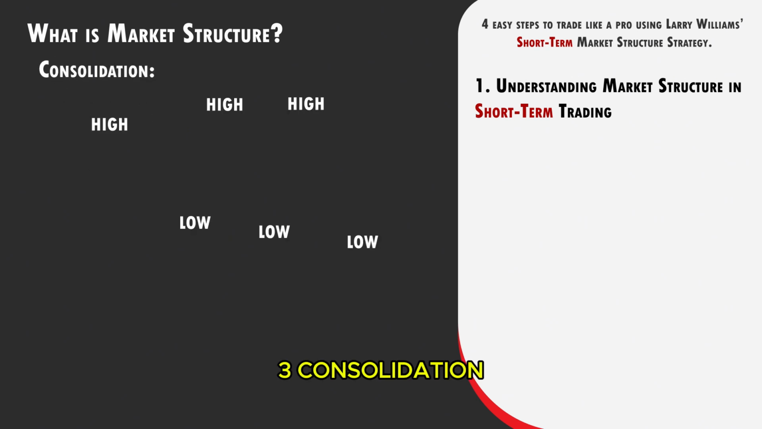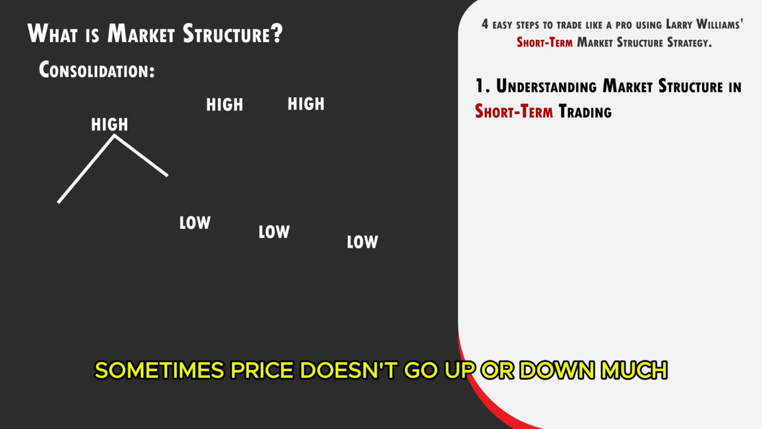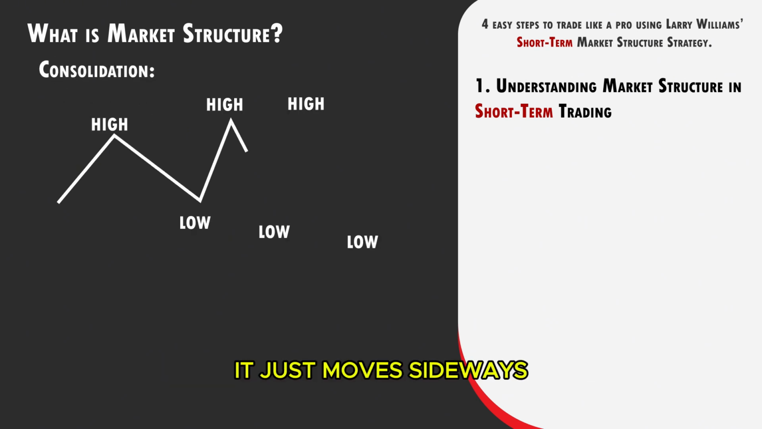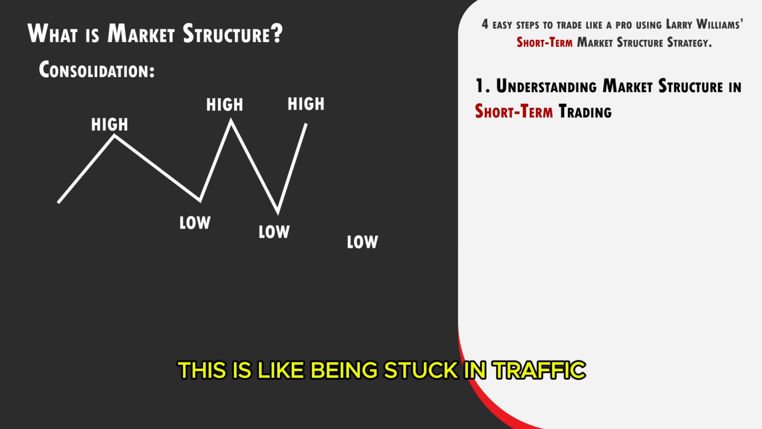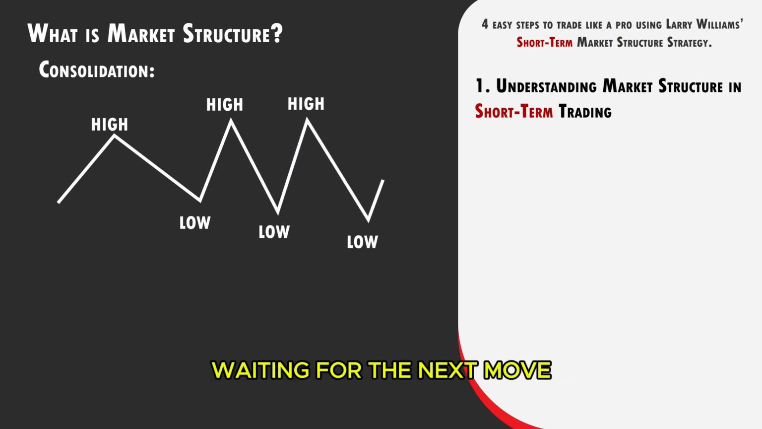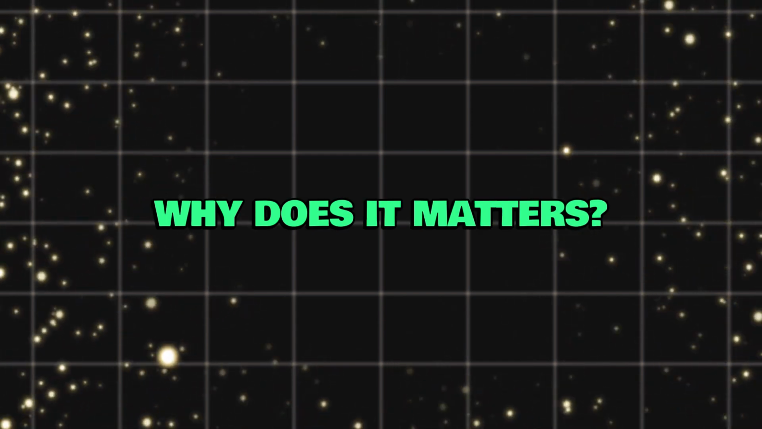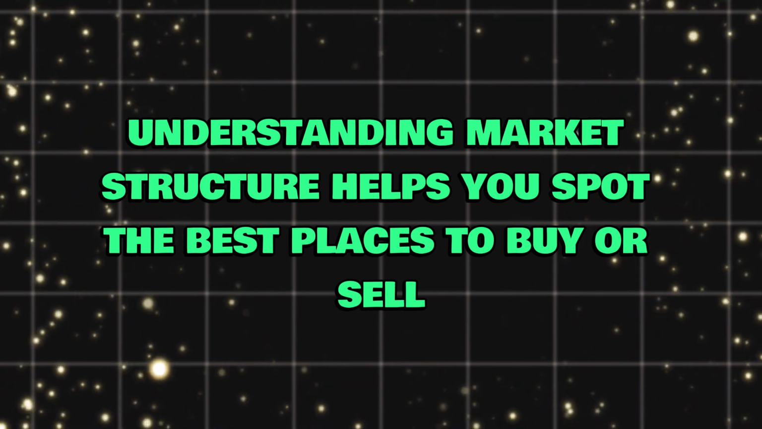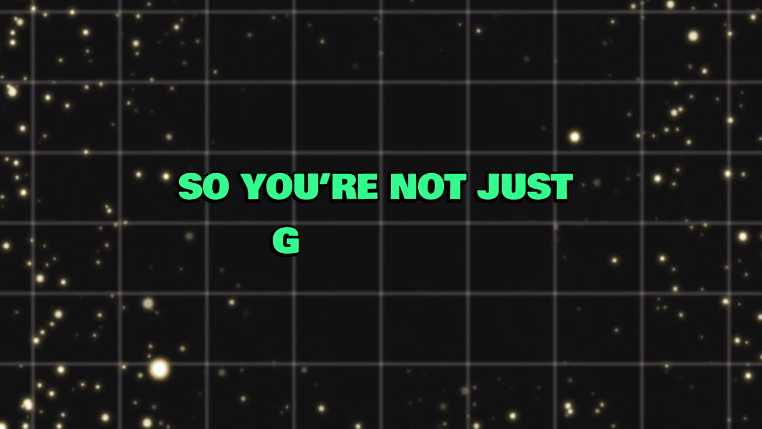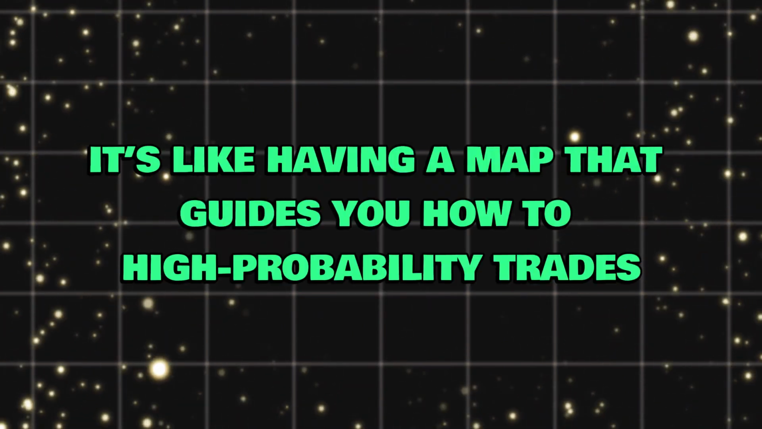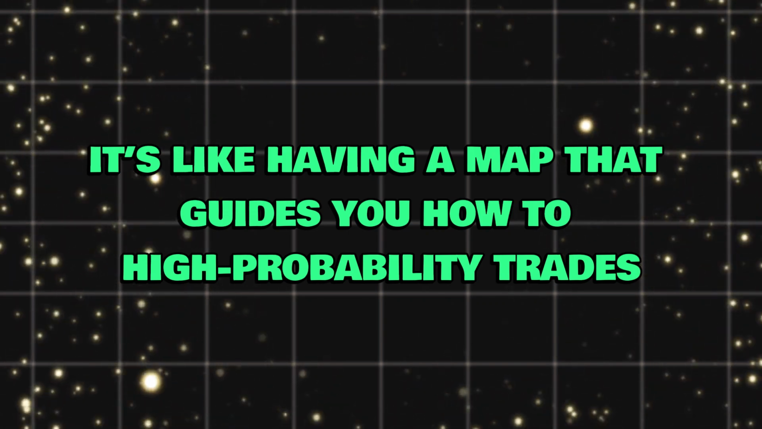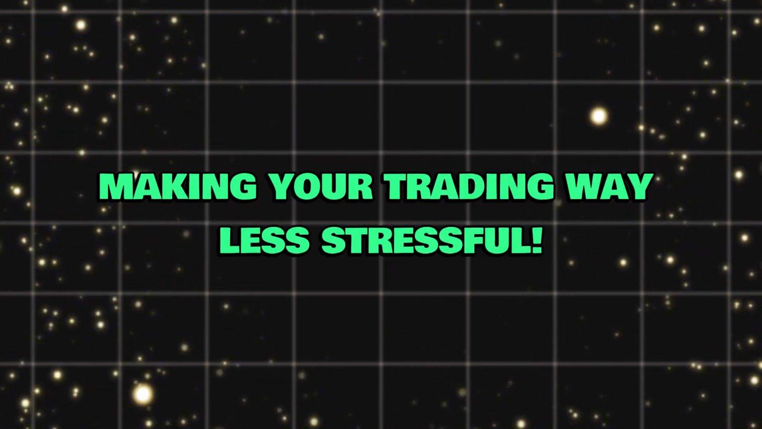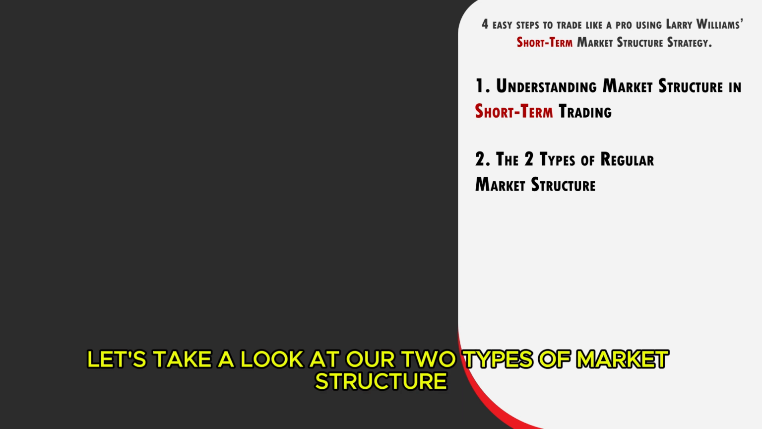3. Consolidation. Sometimes price doesn't go up or down much. It just moves sideways. This is like being stuck in traffic waiting for the next move. Why does it matter? Understanding market structures helps you spot the best place to buy or sell, so you are not just guessing. It's like having a map that guides you how to spot high probability trades, making your trading way less stressful. Let's take a look at our 2 types of market structure.